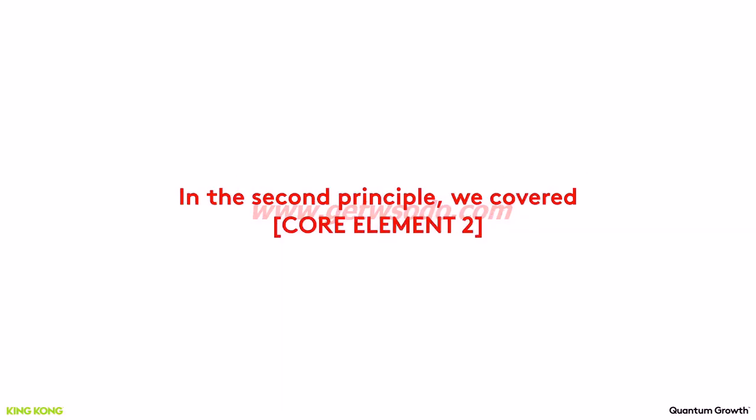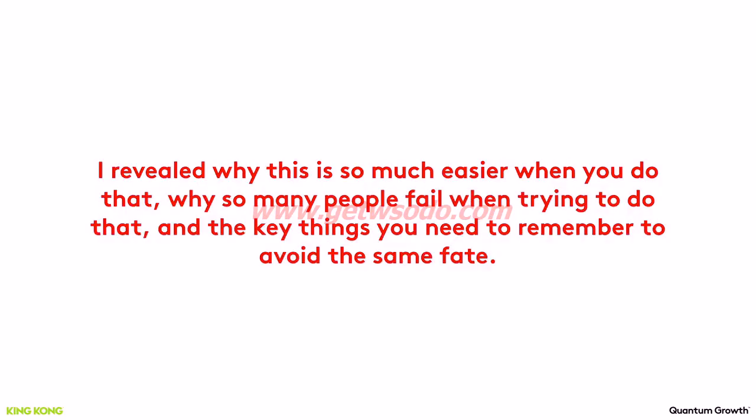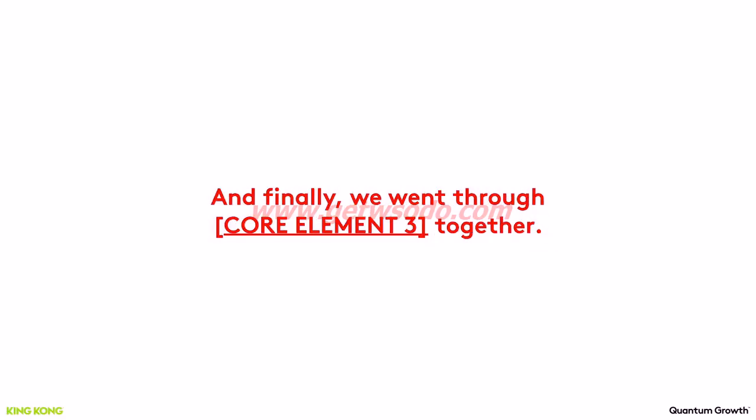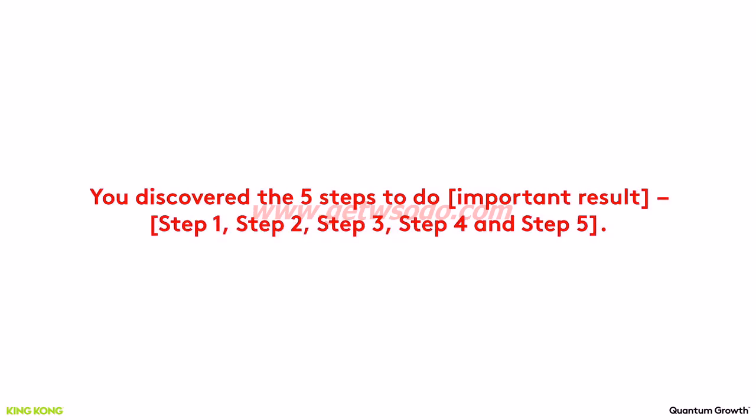And in the second principle, we covered core element number 2. I revealed why this is so much easier when you do that. Why so many people fail when trying to do that. And the key things that you need to remember in order to avoid the same fate. And finally, we went through core element number 3 together. You discovered the 5 steps to lose weight in 30 days. Step 1, step 2, step 3, step 4, and step 5. All right, so that's kind of the mini recap.